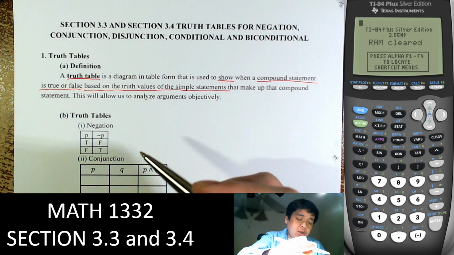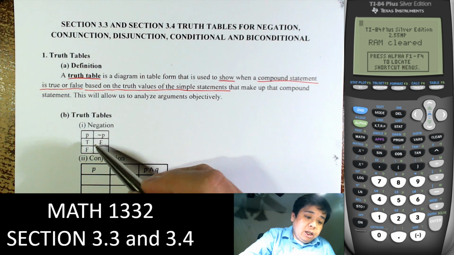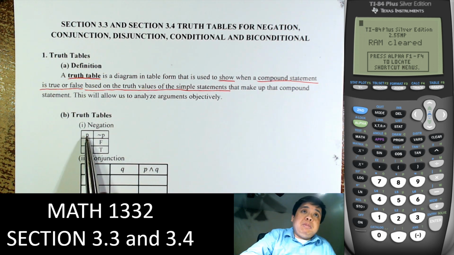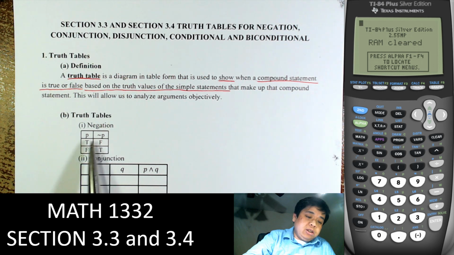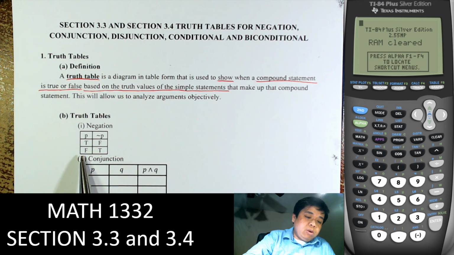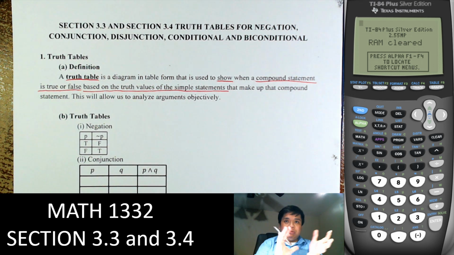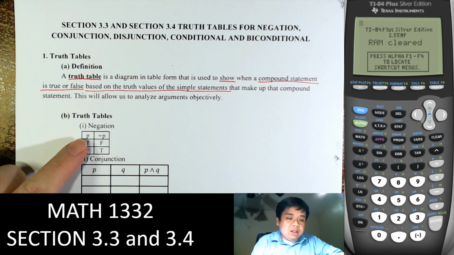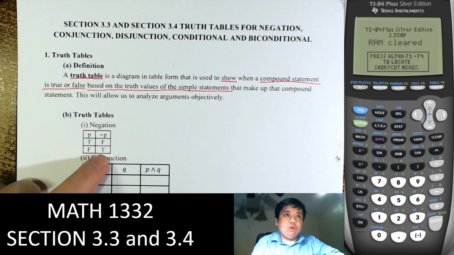Right. So look at this. If we have the statement P, then the statement not P is going to be the negation of P. So the negation of true is false and the negation of false is true. So true and false interchange. So that's easy. The negation is just true to false and false to true.